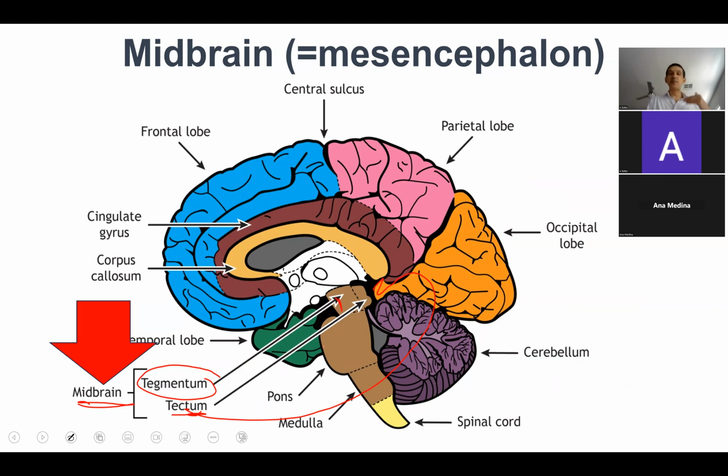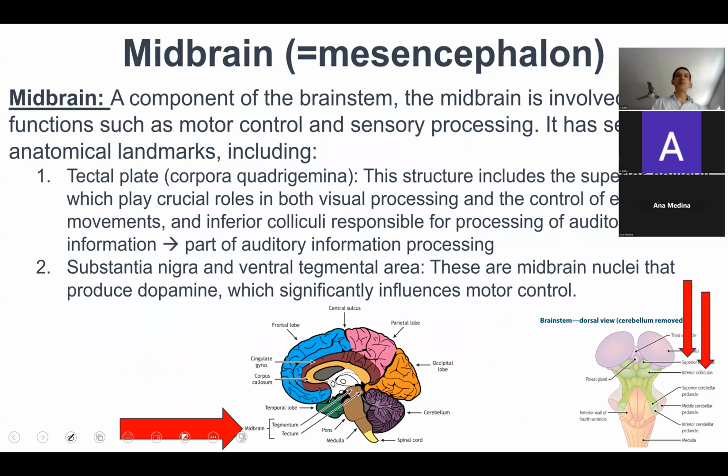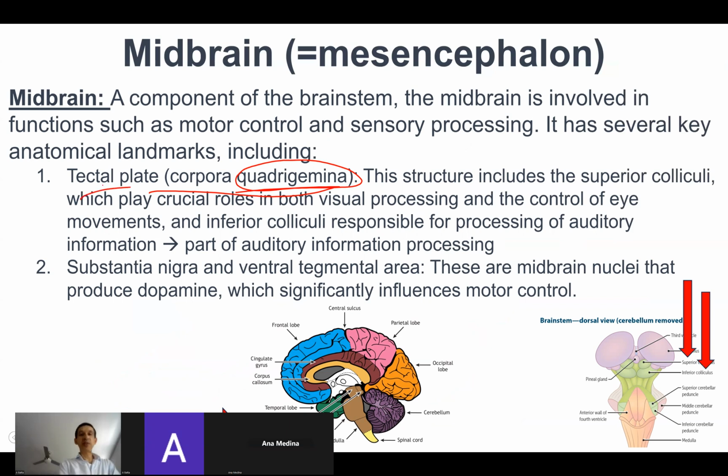I'm mentioning it because there will be a term coming up, and that term is called quadrigemina, corpora quadrigemina. So this tectal plate, you know what a plate is, right? Like a roof-like structure here in this case, contains 4 of these structures. We call them together corpora quadrigemina. 2 of them are on top, so we call them superior.